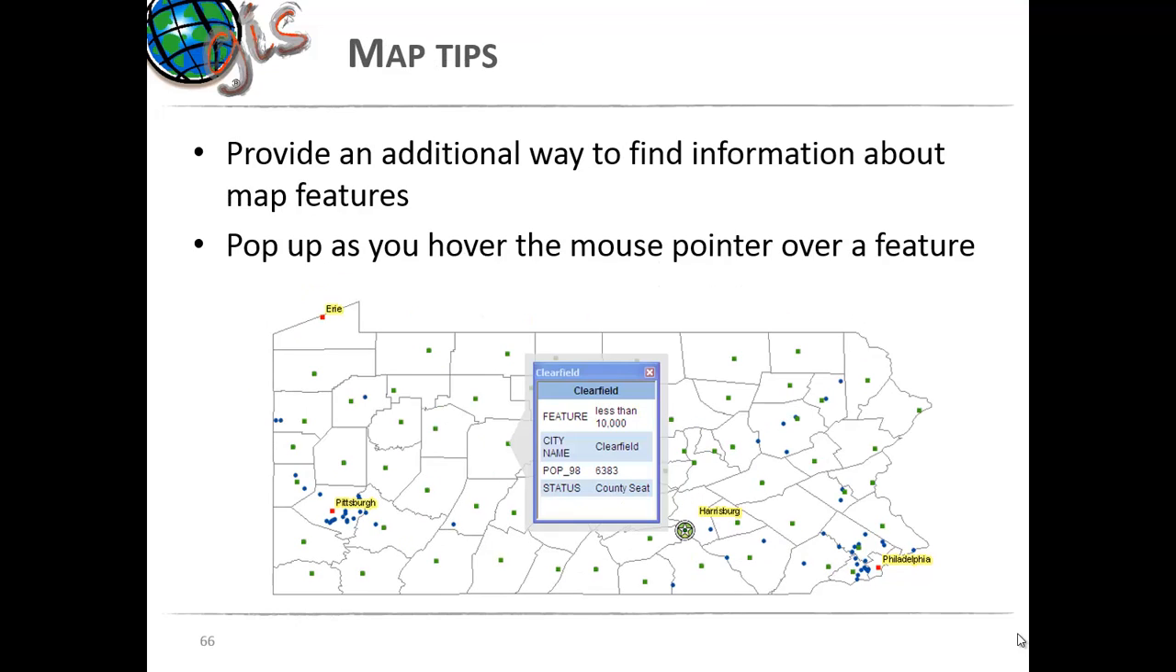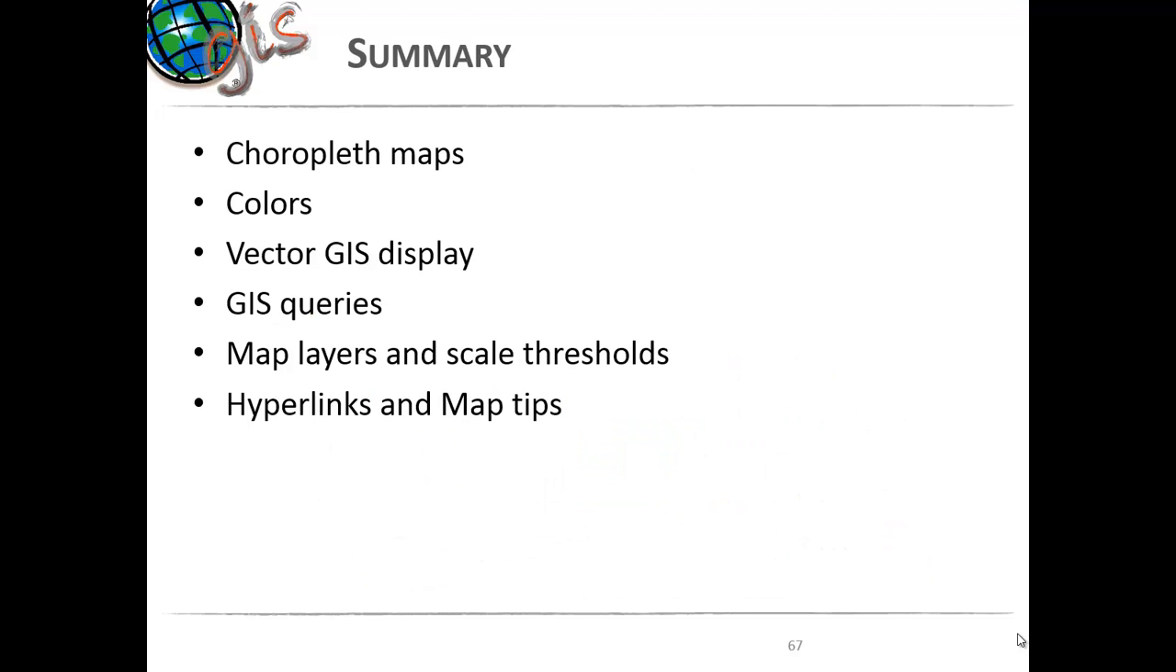One more way to do that is map tips. Once you point your mouse at a feature, it pops up some information as a map tip, which is useful, quick information about a particular piece of data. In summary, we talked about choropleth maps, colors, vector GIS display, GIS queries, map layers and scale thresholds, and we also spoke about hyperlinks and map tips. Above all, we'll be seeing them in action during the walkthrough.